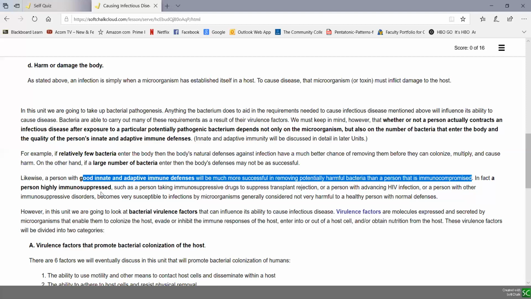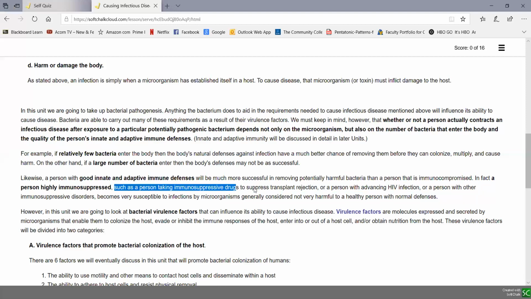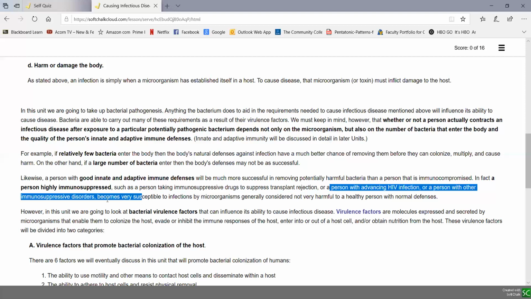Highly immunosuppressed would include people taking immunosuppressive drugs to suppress transplant rejection. But those same defenses that are allowing us to accept the transplant are also the defenses we need to fight off infection. Or a person with advancing HIV infection, or a person with immunosuppressive disorders. These become very susceptible to infections by microorganisms considered not very harmful to a healthy person with normal defenses.